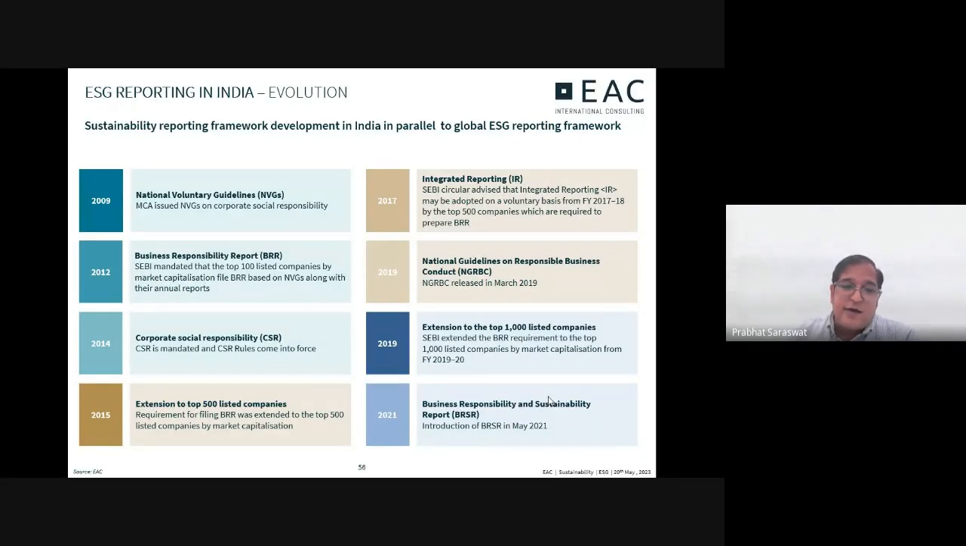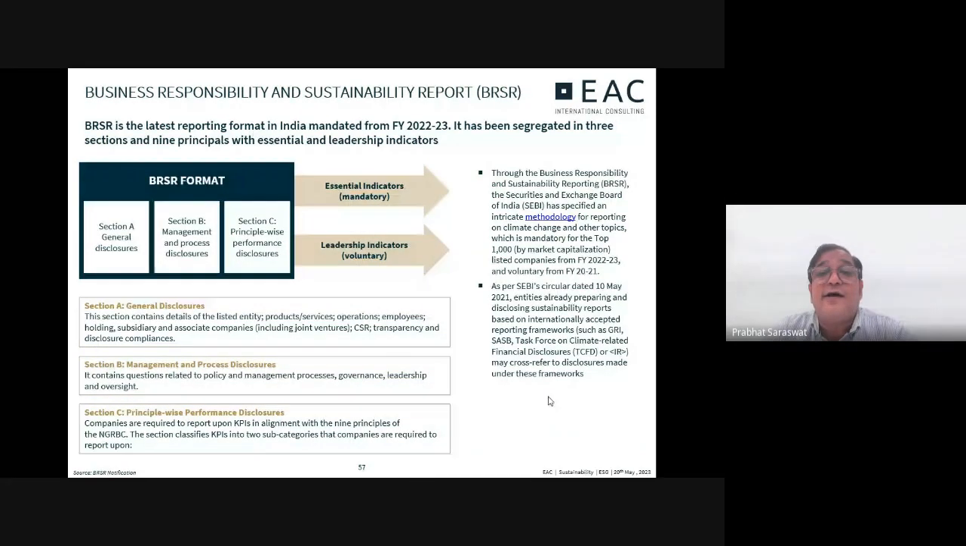Then in 2015, it was extended to 500 listed companies. In 2017, the integrated report was introduced by SEBI. Then the NGRBC, the National Guidelines on Responsible Business Conduct, was released in 2019, and it has been extended to the top 1,000 listed companies. This BRSR is now mandatory from financial year 2022-23. So BRSR is in place at present for reporting sustainability aspects.